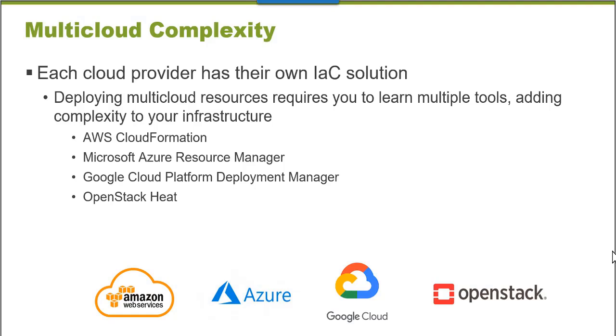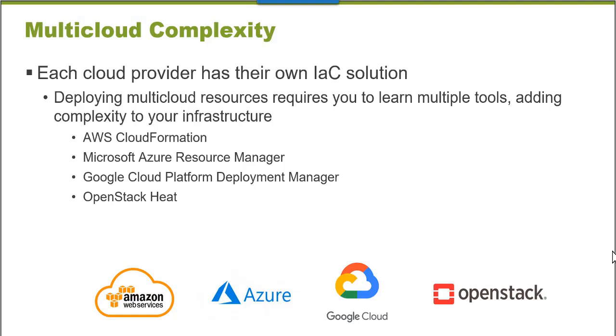Deploying resources across multiple cloud providers is a challenge because each cloud provider provides their own unique solution for infrastructure as code. The ability to define resources in a file, provide that file to the infrastructure as code service offered by that cloud provider, and use that file to create and destroy resources. For example, Amazon Web Services provides CloudFormation. Microsoft Azure provides the Azure Resource Manager.